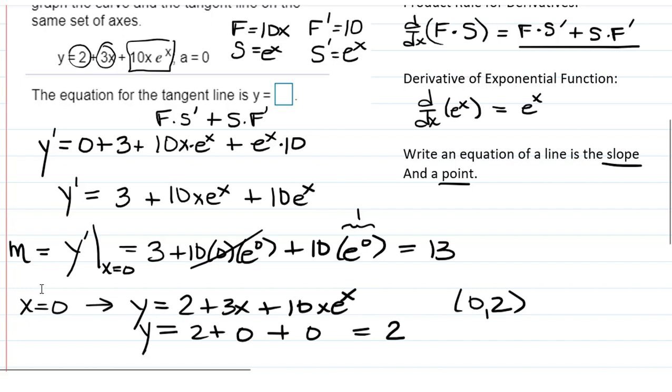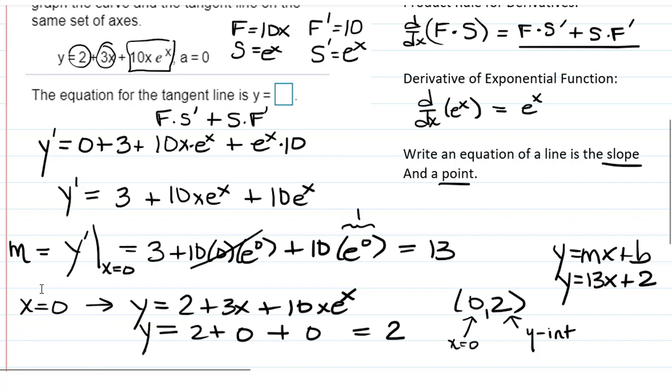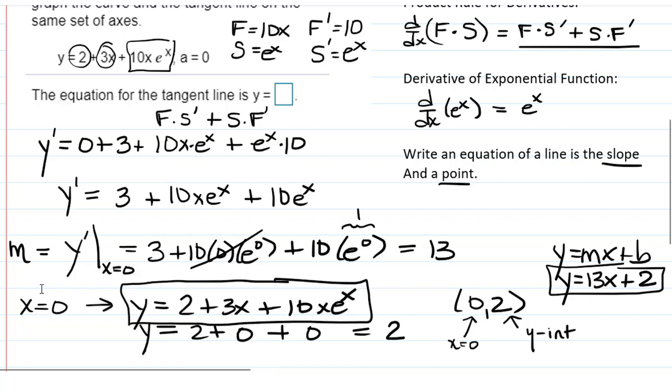Not only is this a point, but because the x value is 0, that means that this is actually our y-intercept. So that makes writing the equation of the line particularly easy, because the equation of the line fits y equals mx plus b, and we have m is 13 and b is 2. So let's take the equation of this tangent line along with the equation of the original function, and graph it using a graphing utility.